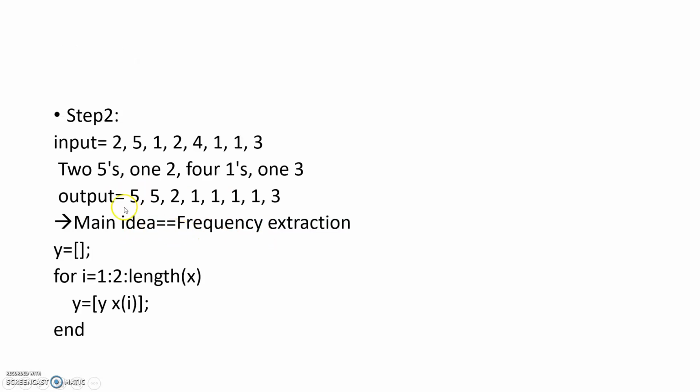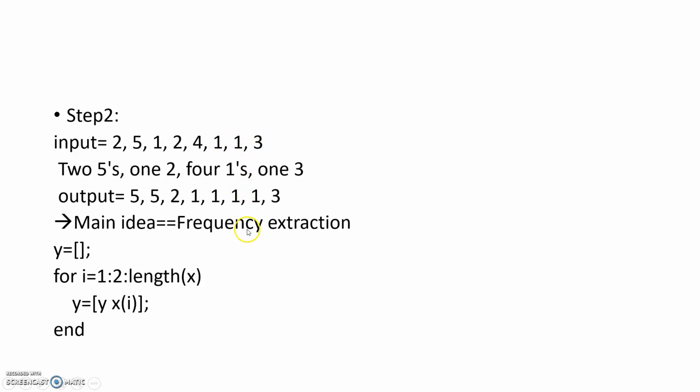Then see, step 2 is frequency extraction. As I have shown you in the example, this particular input sequence 2 5 1 2 4 1 1 3 is nothing but 5 5 2 1 1 1 1 3. That is, this first term 2 shows the frequency of 5. This 1 shows the frequency of 2. This 4 shows the frequency of 1, and this 1 shows the frequency of 3.